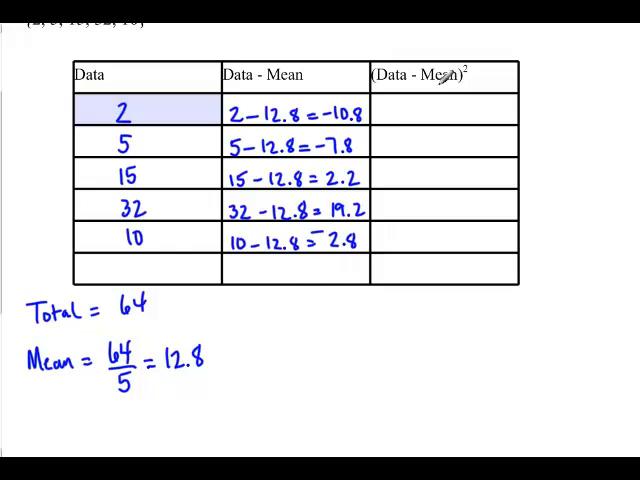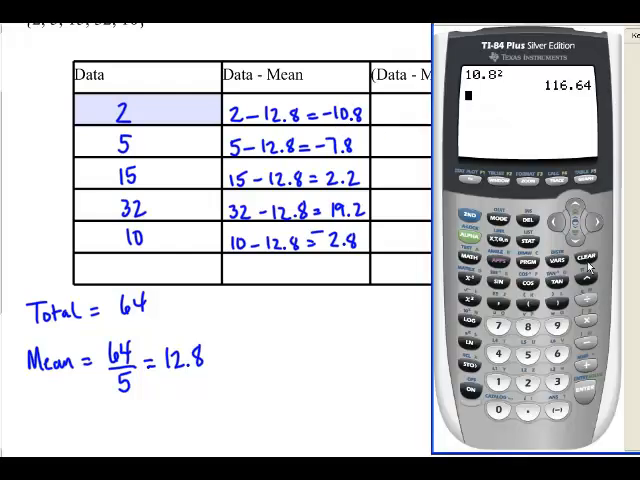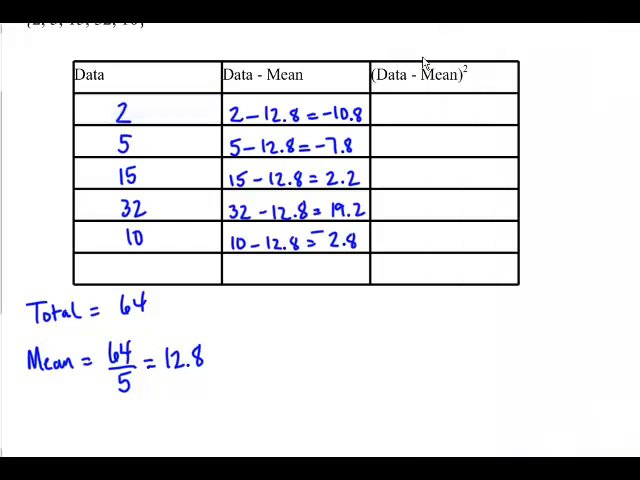Okay, and in the third column, we're going to take our answers and we're going to square them. And so when I square positive or negative numbers, I always end up with positives. So I'm going to take my negative 10.8 and I'm going to square that. So if I look at how to do that, I'm just going to do 10.8, hit my square key, and the answer is 116.64.